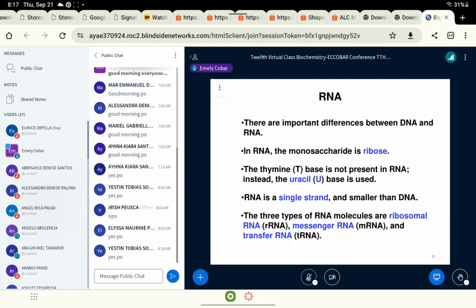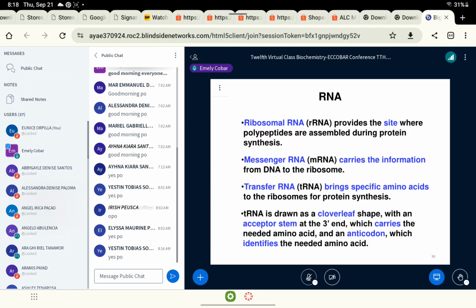These are the ribosomal RNA, given the abbreviation small r, capital R, capital N, capital A. Then the messenger RNA, small m, capital R, capital N, capital A. And the transfer RNA, small t, capital R, capital N, capital A. So, if nag-appear sa quiz, do not change the abbreviations. Next. So, let's differentiate one from the other.